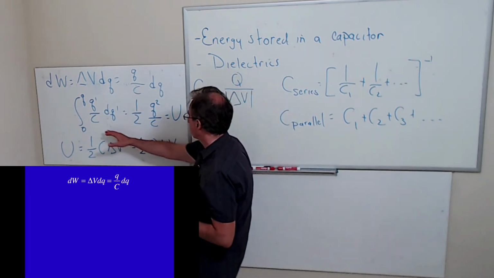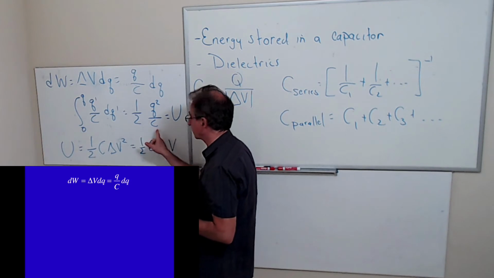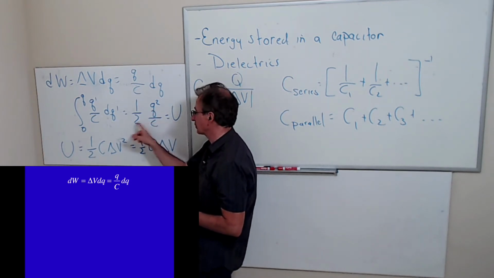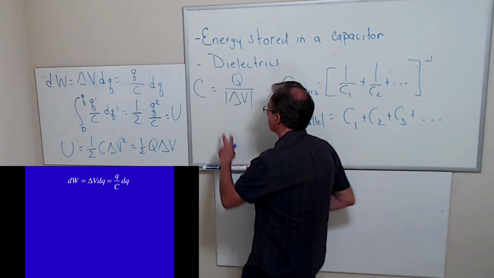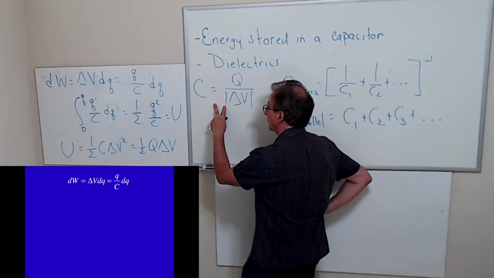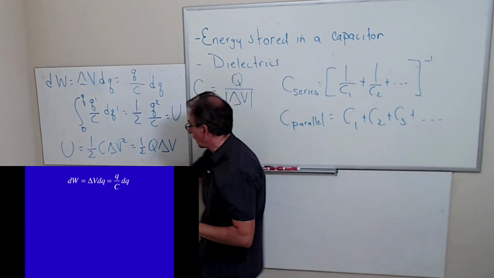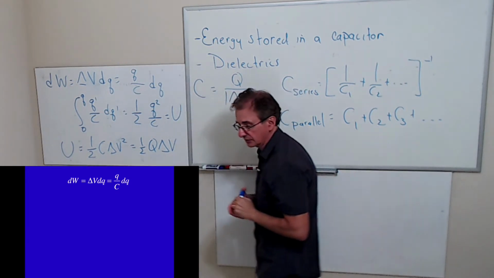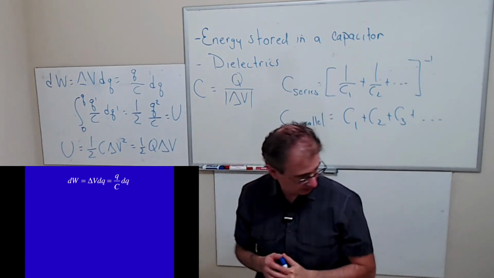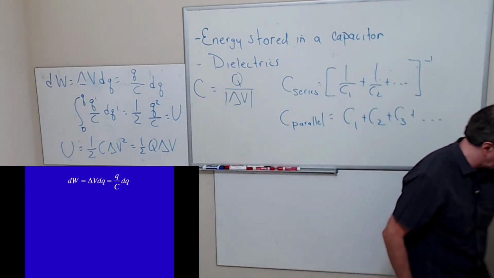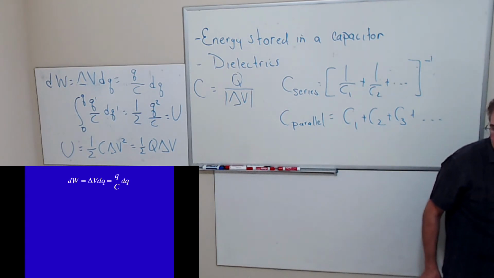All right, let me go back to here. So when you integrate this, you get Q squared over 2C for the energy stored in the plates of the capacitor. Using this definition, we can rewrite U in two different ways. Are we clear on that? So there is energy stored in the plates of the capacitor.